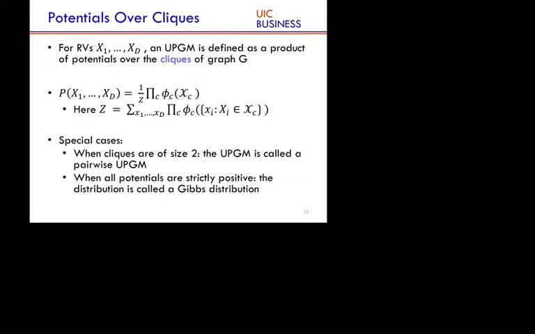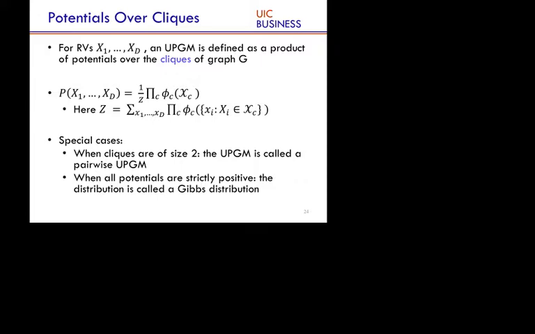So when cliques are of size 2, the graphical model is called a pairwise graphical model, and when all potentials are strictly positive, it's called a Gibbs distribution. But we don't care about that. Let's say these are minor points. So the main thing is, an undirected graphical model is essentially a product of functions where functions are defined over cliques. Okay.